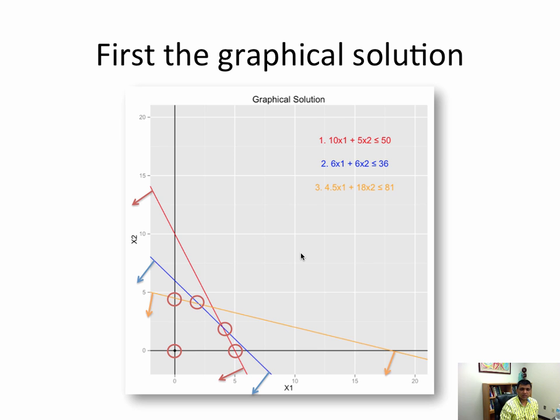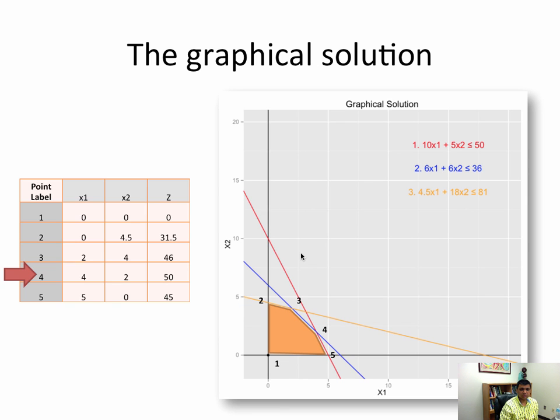We have done this earlier. We plot the 3 constraints, find the basic feasible region. One of the corner points in the feasible region will be the solution. For this particular problem, the answer is that x1 is equal to 4 and x2 is equal to 2, and the maximum value that we get is z equals 50.